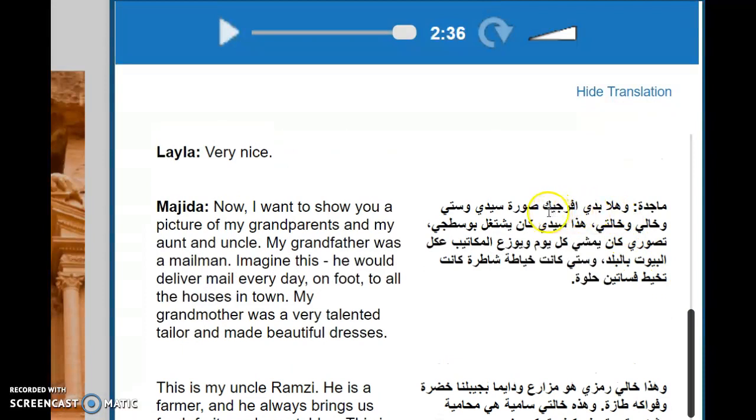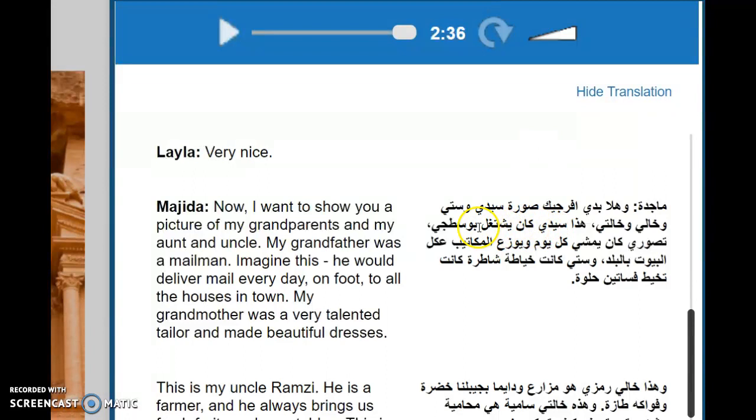وهلأ بدي أفرجيكي صورة سيدي. And now, بدي, I want, أفرجيك, I want to show you صورة سيدي. A picture of my grandfather, وستي, and my grandmother, وخالي وخالتي, and my uncle and my aunt on my mom's side. وهذا سيدي, and that's grandpa.